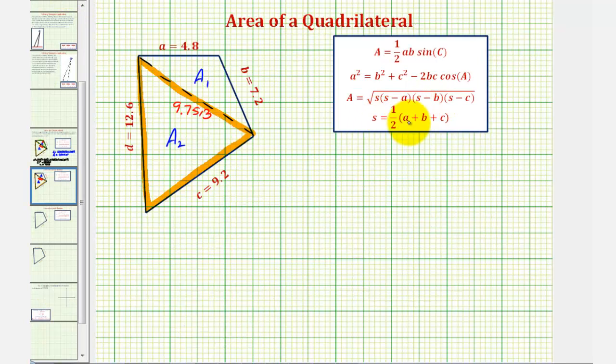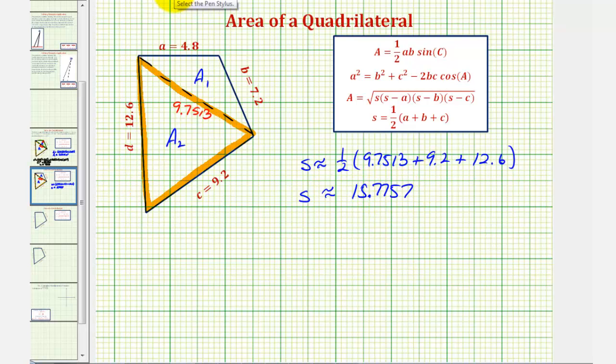To apply Heron's formula, we'll begin by determining the semi-perimeter, or S, where S is equal to 1/2 times the sum of the three sides. So we'd have 9.7513 plus 9.2 plus 12.6. Since I've already found this value, this is an approximate value because this is a rounded value here, so we should use an approximation sign here as well. This comes out to approximately 15.7757.